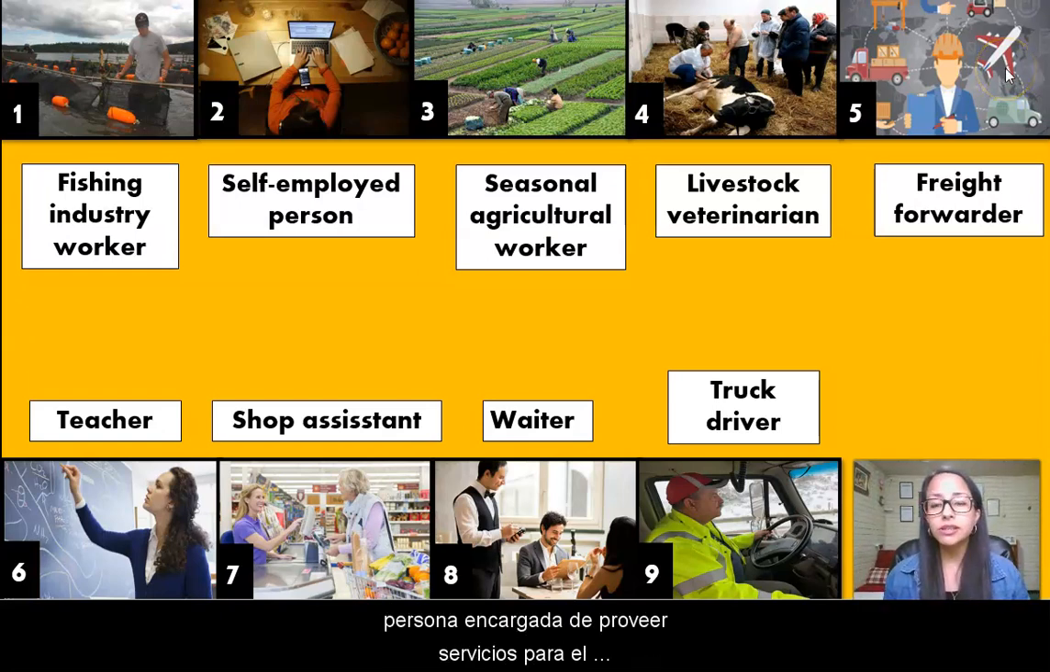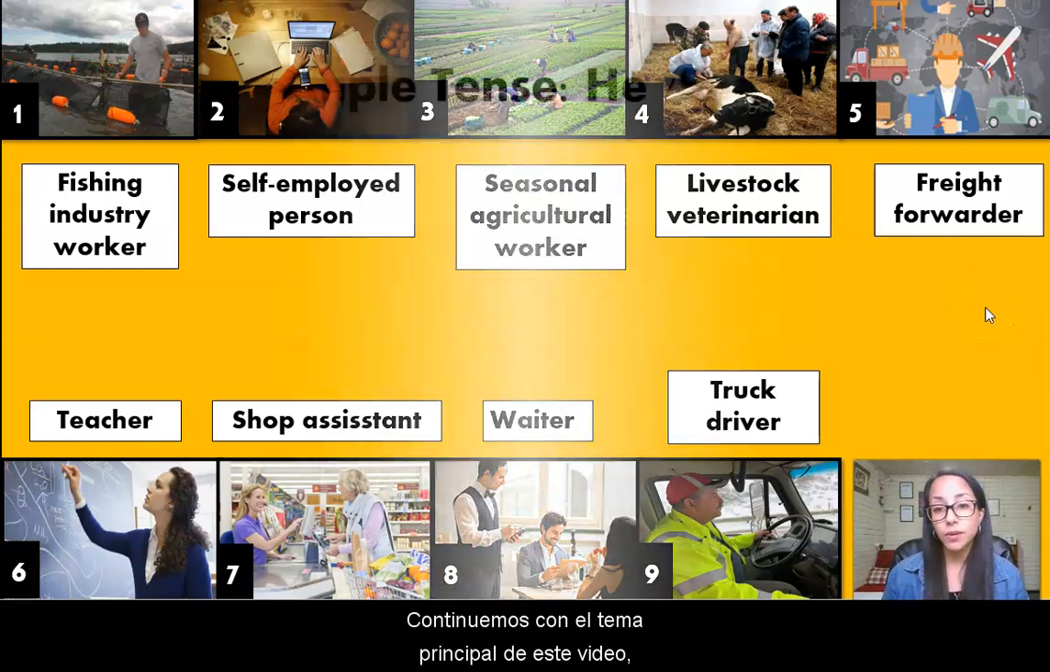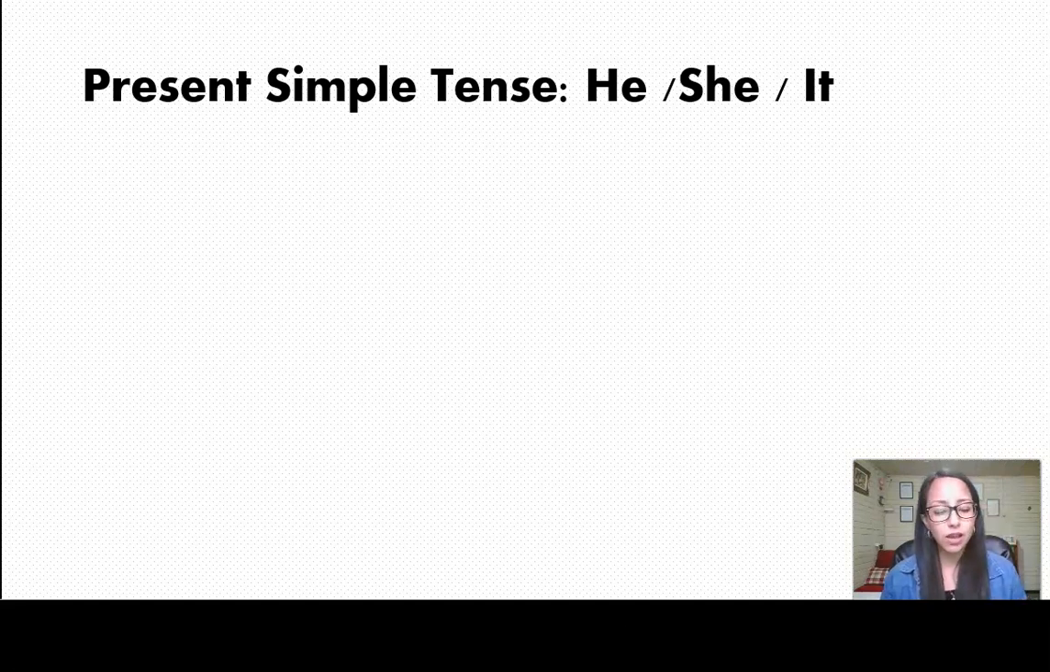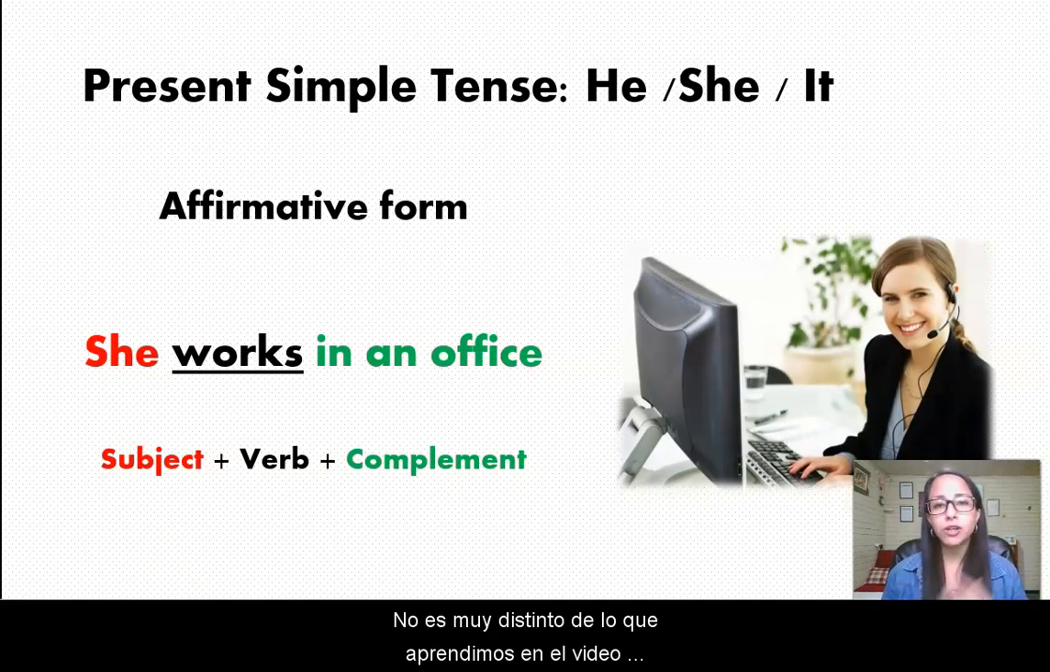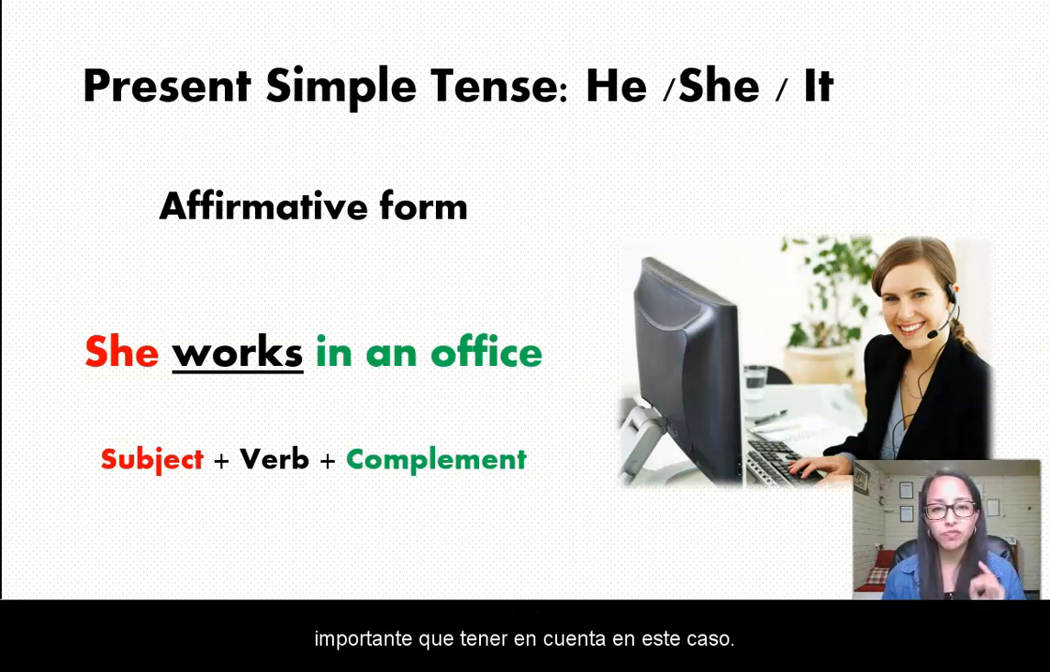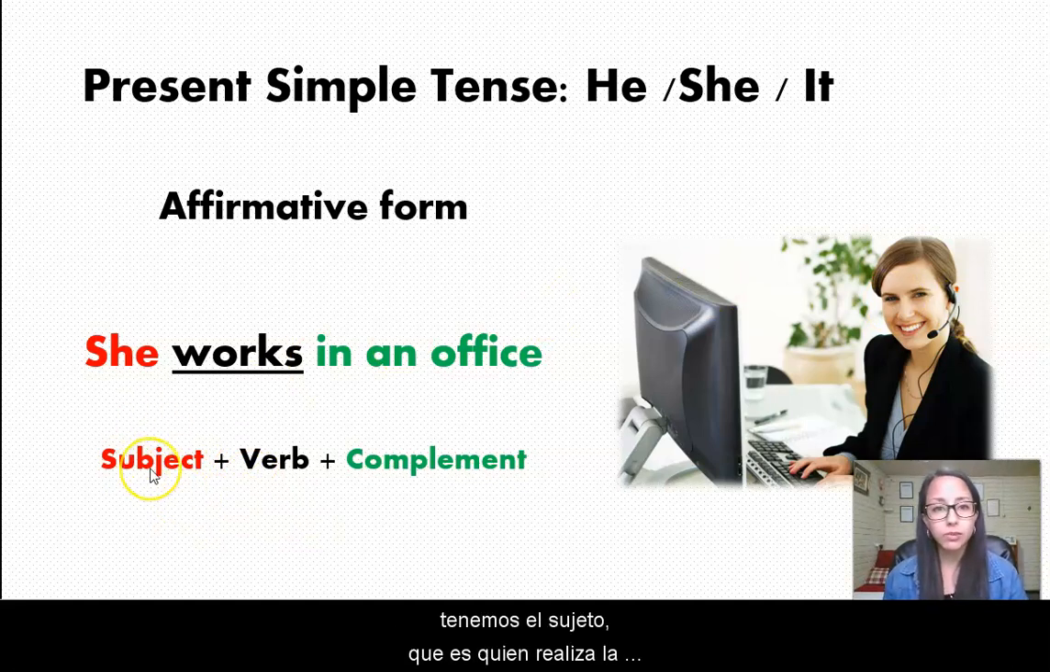And the freight forwarder is the person in charge of providing services in order to transport different types of products from one place to another. So let's continue with the main topic of this video, which is present simple tense for he, she, and it. It's not very different from the ones that we checked in the previous videos, but there is a very important detail that we have to be aware of in this case. The structure is exactly the same. We have a subject, which is the person who performs the action. We have a verb, which is the action, and then we have the complement.